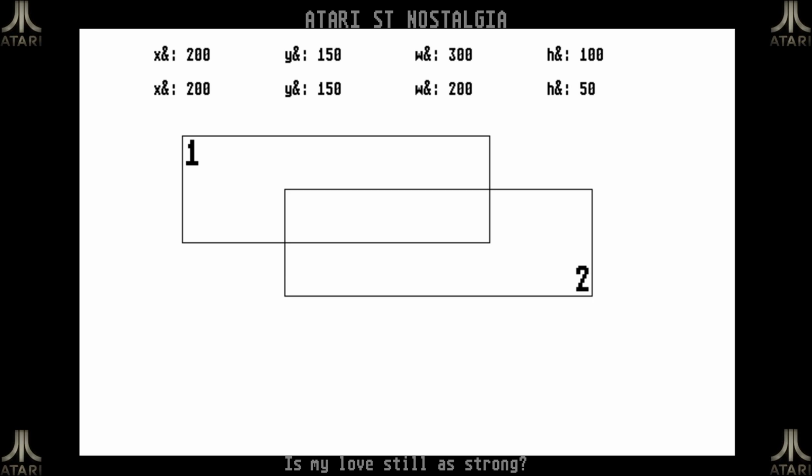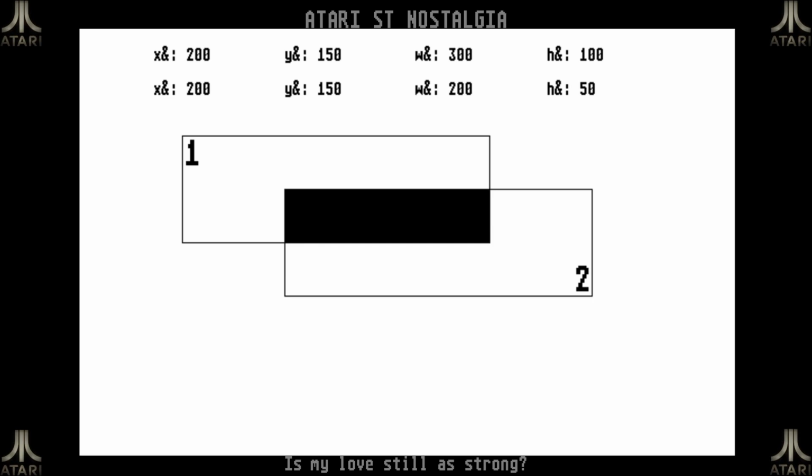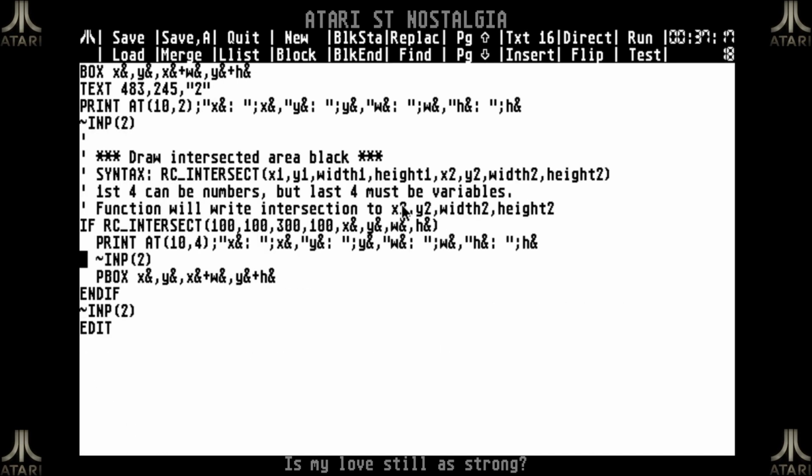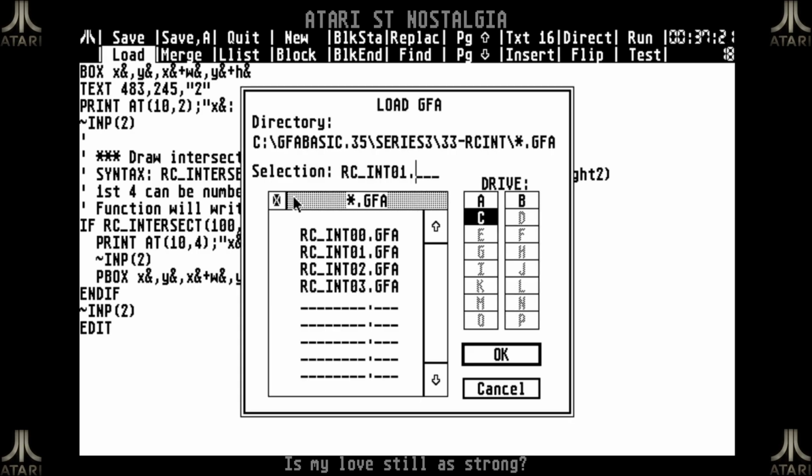So the width of the intersecting part is only 200 pixels out of the 300, and the intersecting part of the height of the box is only 50 pixels instead of the 100 that the full box size was. Based on those variables, the PBOX now shows the intersecting part between the two boxes. This is, by the way, also the example that's given for this command inside the GFA Basic interpreter manual, so some people might recognize this. You can see it works, and it's a good way to learn the function. So what if we want to use that as input for our RC COPY command?